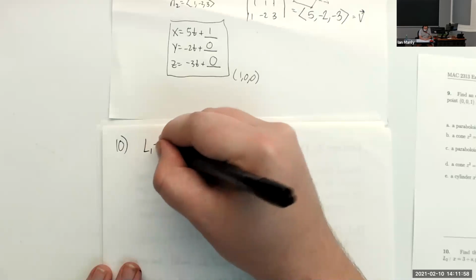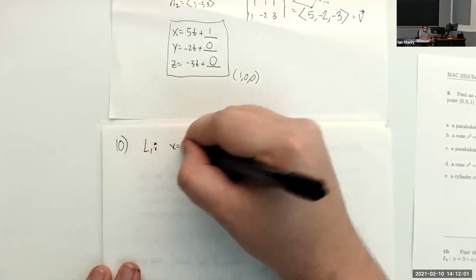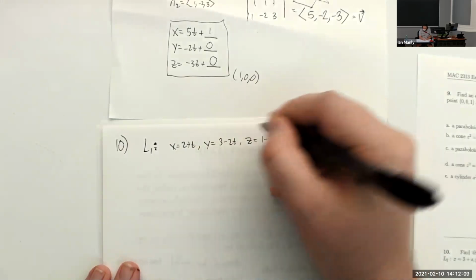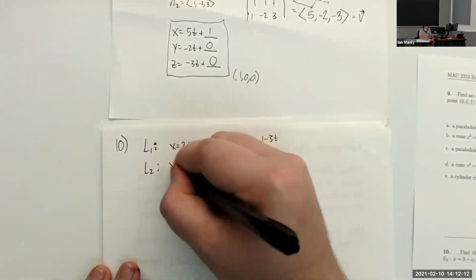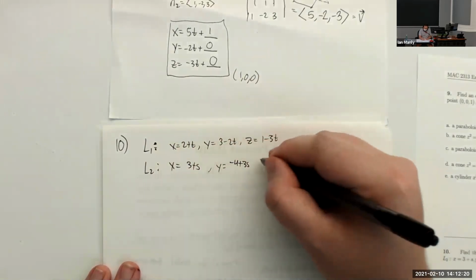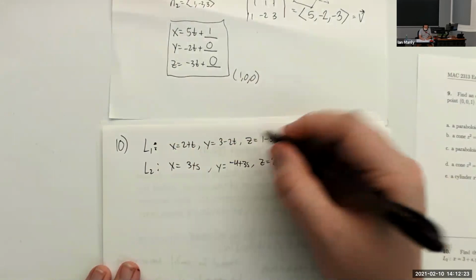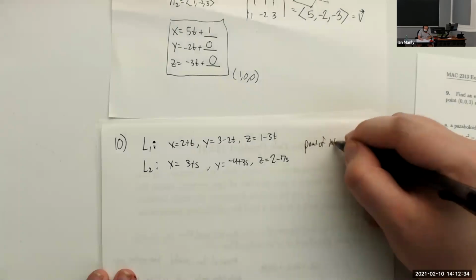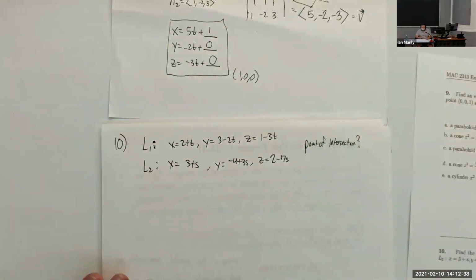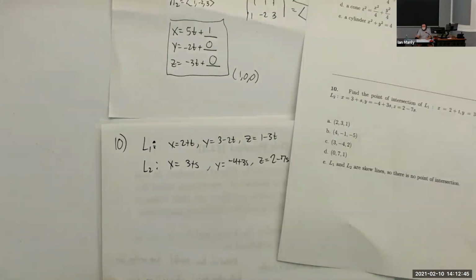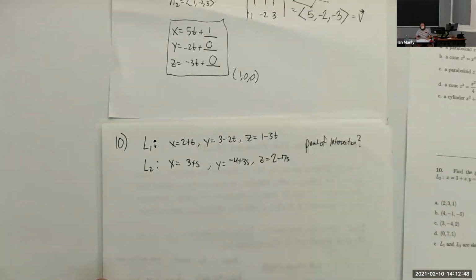So we have L1 as the line x is 2 plus t, y is 3 minus 2t, z is 1 minus 3t. Line 2, we have x is 3 plus s, y is -4 plus 3s, and z is 2 minus 7s. What are we going to do here? The question asks us to find the point of intersection. But if we look at the possibilities, there's also one where they have no intersection. So they don't need to intersect anywhere.